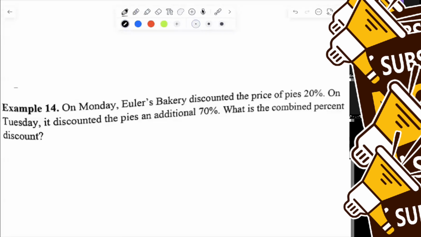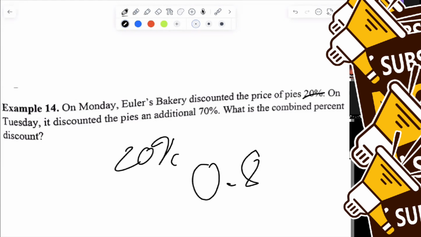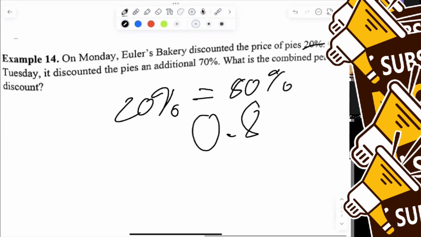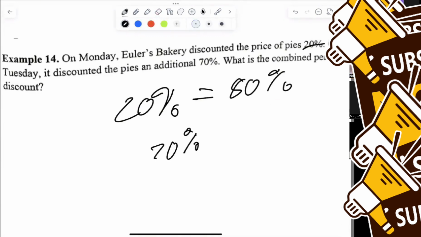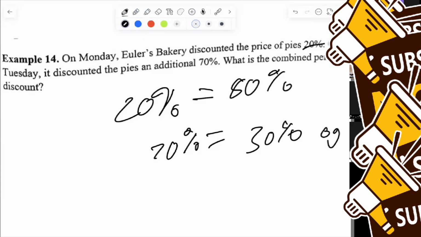Okay, let's get started with this question. How should we do this? Well, we start with 0.8 because it's a 20% discount. We know this is going to be 80% of the original price since we're discounting 20%. Similarly, for 70%, we discount it by 70%. This is equal to 30% of the original. Let's put OG as original.